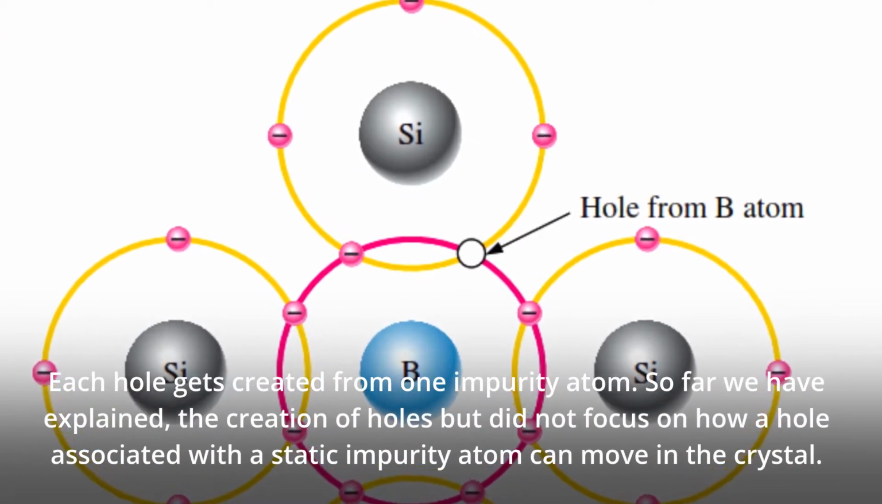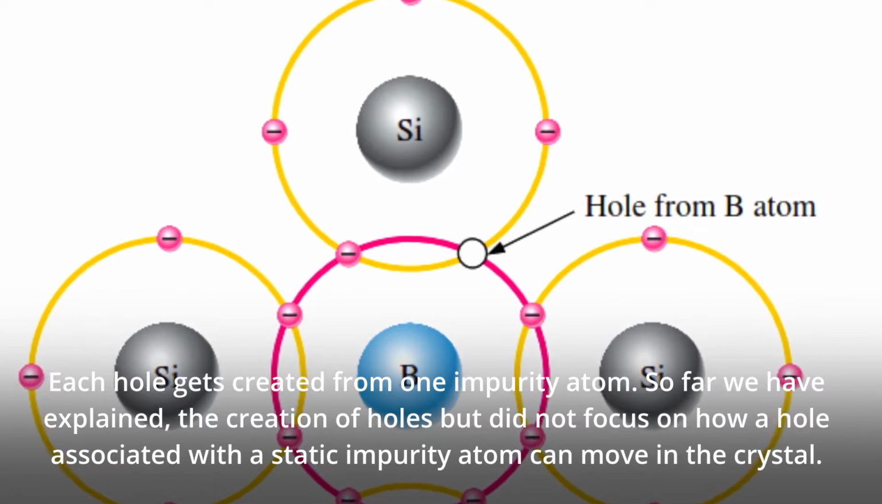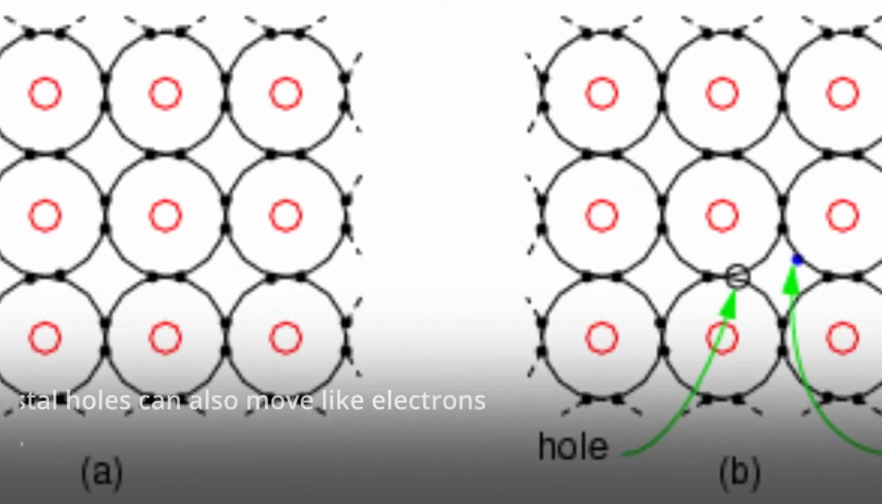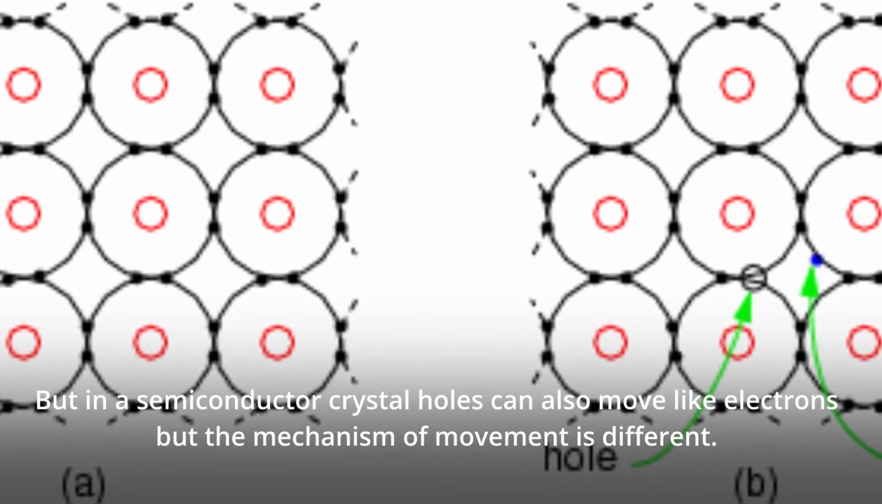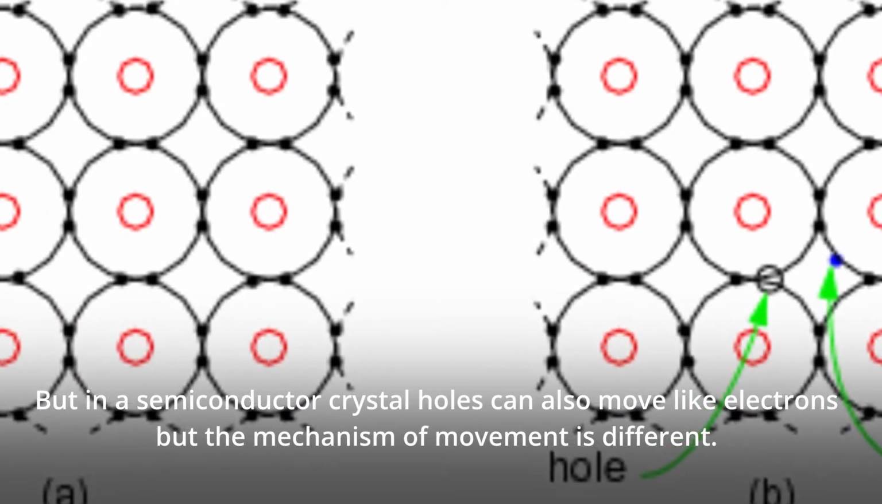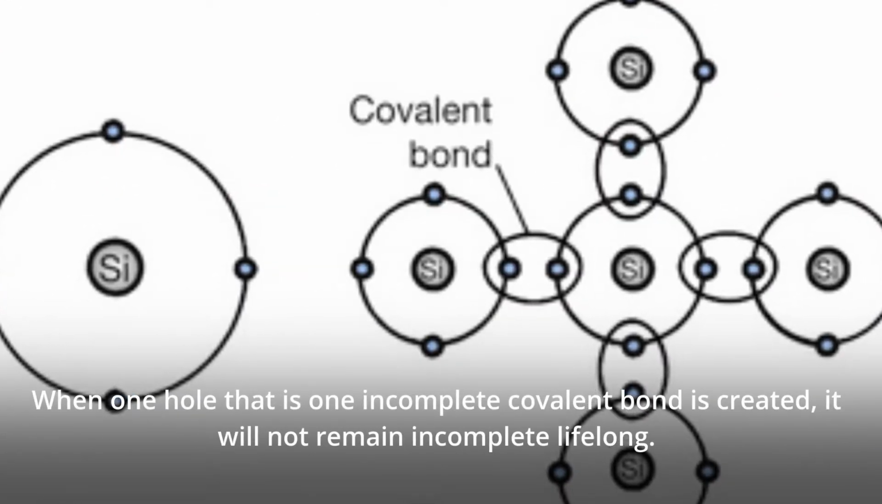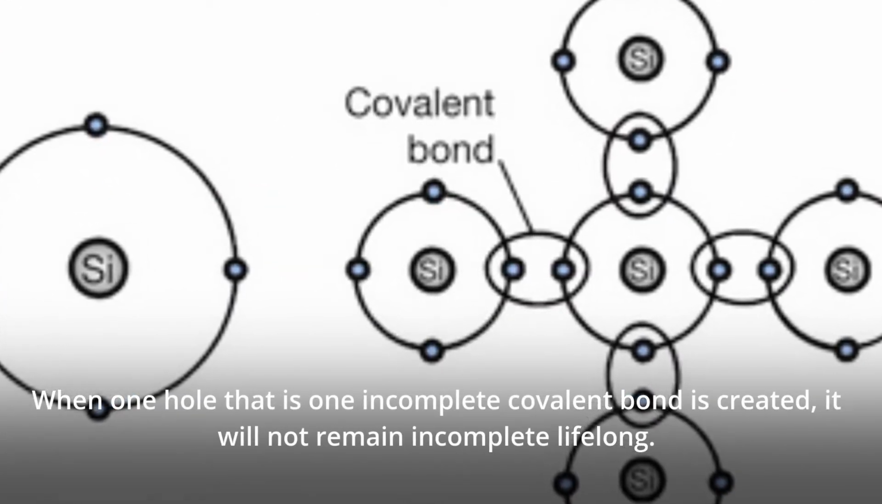So far we have explained the creation of holes, but did not focus on how a hole associated with a static impurity atom can move in the crystal. But in a semiconductor crystal, holes can also move like electrons, but the mechanism of movement is different. When one hole, that is 1 incomplete covalent bond, is created, it will not remain incomplete lifelong.